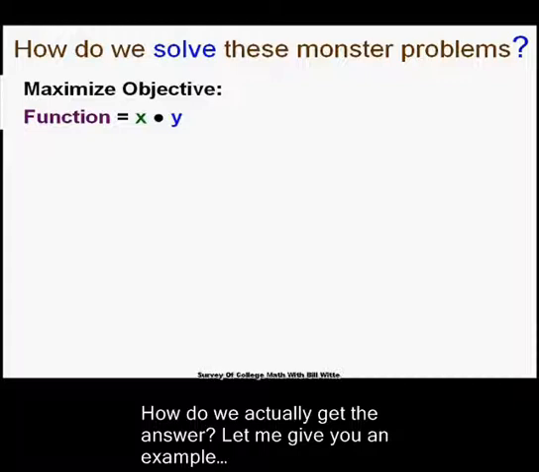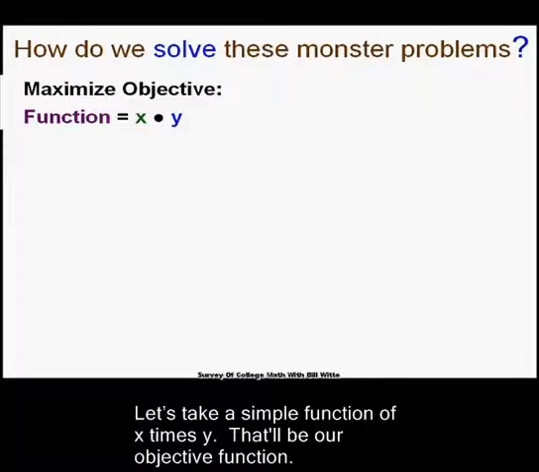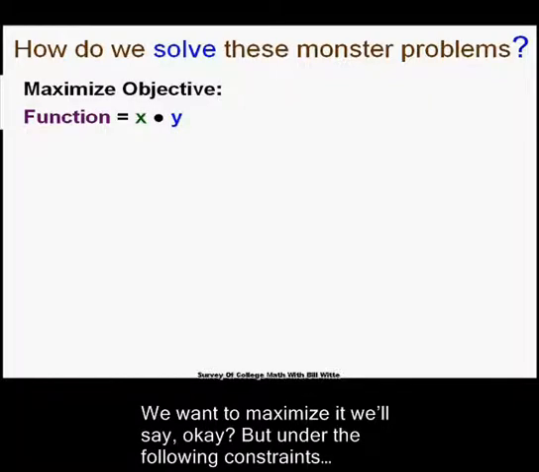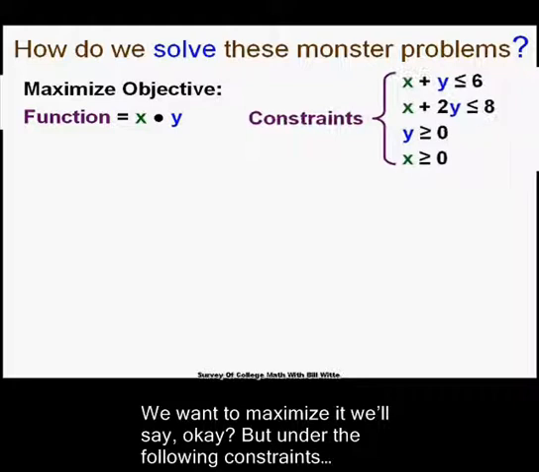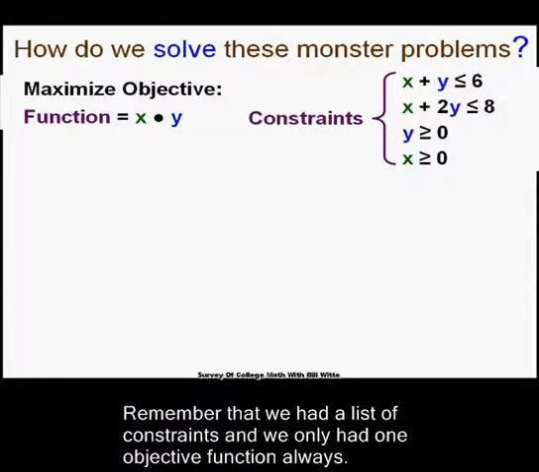Well, let me give you an example. We'll take a simple function, x times y. That'll be our objective function. We want to maximize it, we'll say. Okay? Under the following constraints. Remember, we had a list of constraints and we only had one objective function always.